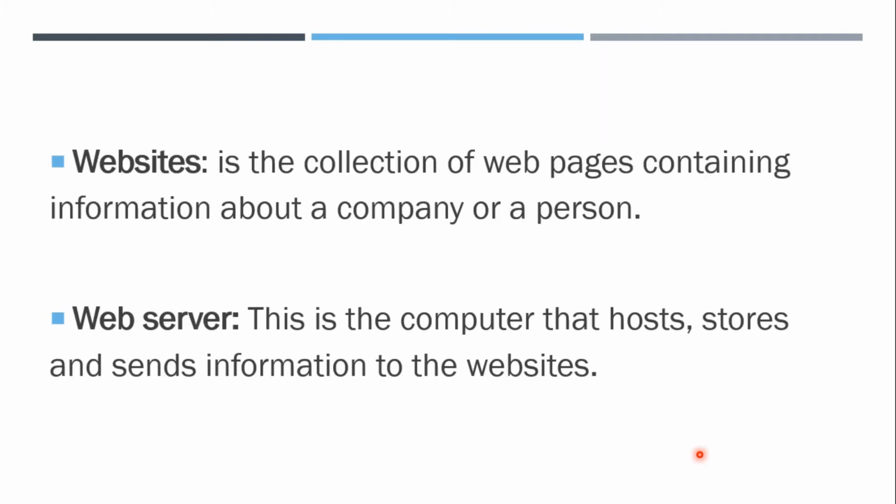Websites. A website is a collection of web pages containing information about a company or a person. Now, if I tell you I have a website, you will be expecting my website to contain information about me. That is the expectation. All right.